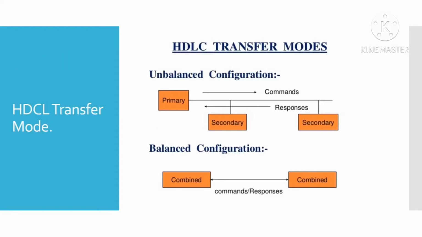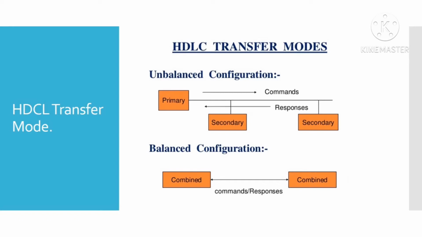Now, HDLC transfer modes. HDLC transfer modes are basically of two types: unbalanced configuration and balanced configuration. In the diagram, you can see that between the primary and secondary there are commands and responses, which means that the primary can send the commands and the secondary gives the response. In the balanced configuration, commands and responses are combined. Commands are sent along the same route, and in the same route we can also send the response. That's good in balanced configuration.